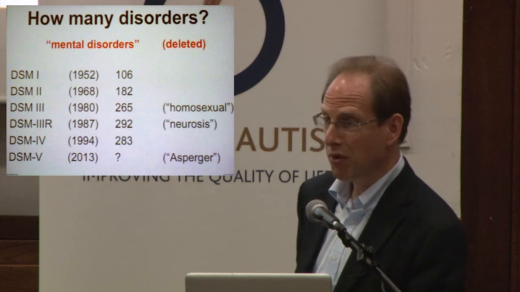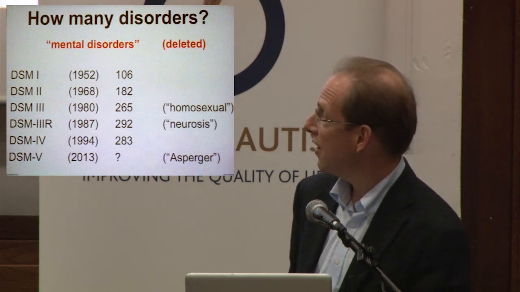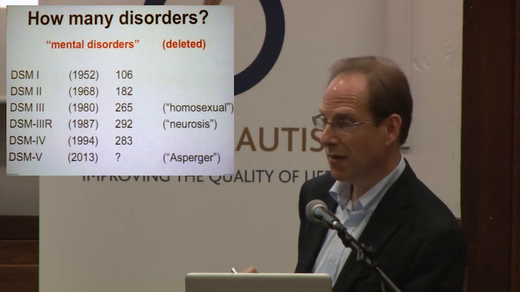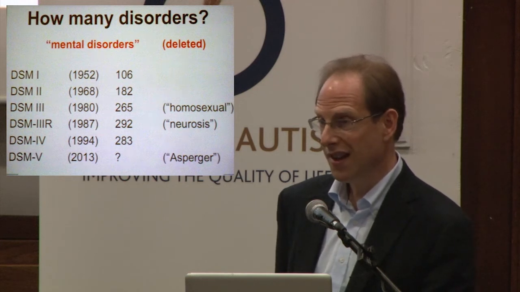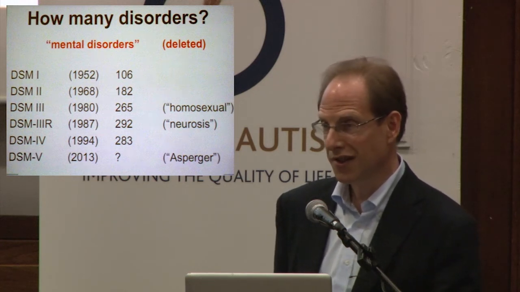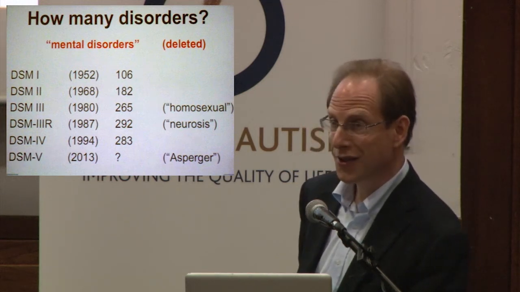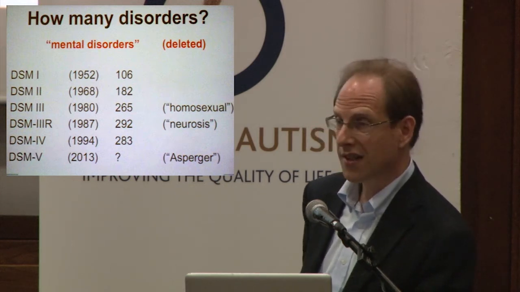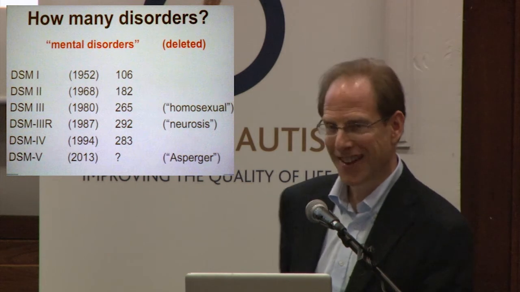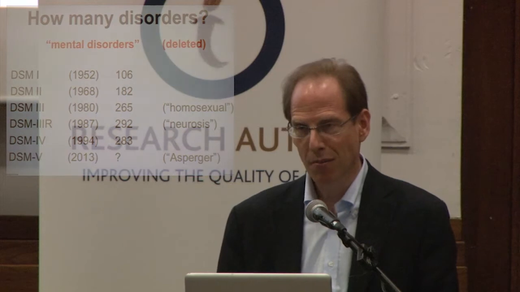You can see at various points they not just add them, but they delete them. In the 1980 version, DSM-3, they deleted homosexuality, which used to be a disorder, because of the political lobby saying different sexual orientations don't necessarily imply disorder. They deleted neurosis as a disorder, which used to be there, in 1987. You know that next year they're planning to delete Asperger's. So it's a sort of arbitrary system, loosely based on evidence, but actually it's under a lot of debate.